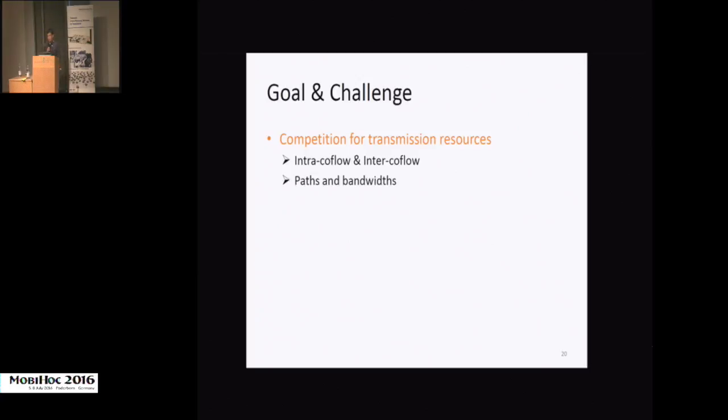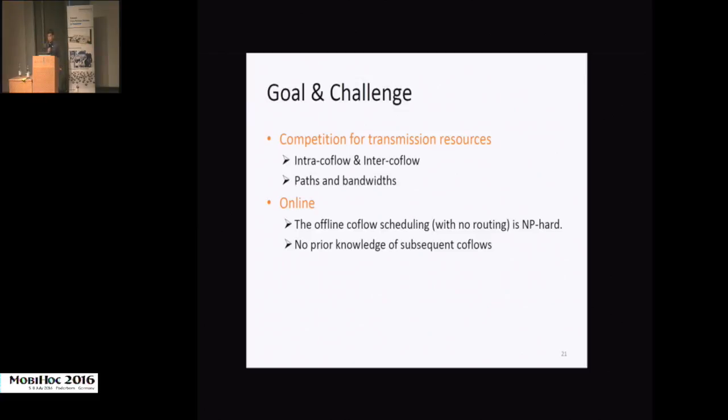So different from the aforementioned literature, our goal mainly incorporates three parts. Firstly, we need to handle the competition for the transmission resources. There may be multiple Coflows running in the network concurrently, right? And when we look into one of the Coflows, there may be multiple flows, which means we need to handle the inter-Coflow interaction as well as the intra-Coflow interaction. And here, the resources are basically the flow paths and the bandwidth.